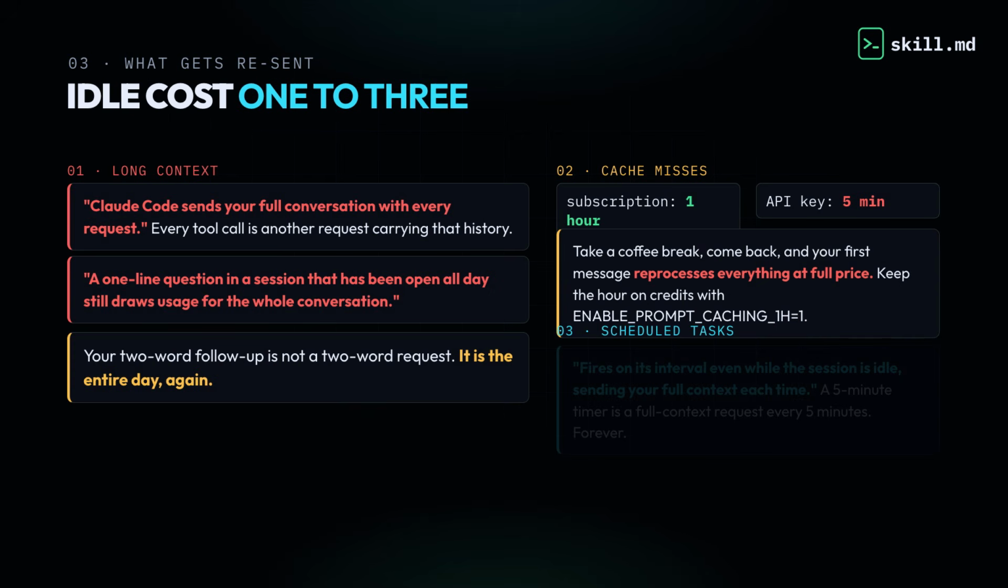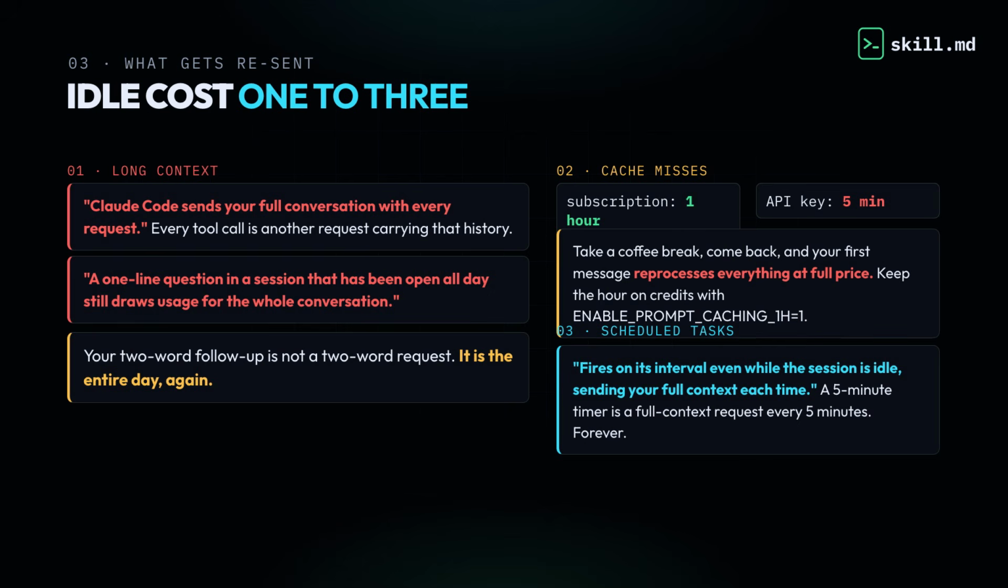3. Scheduled tasks. A scheduled task fires on its interval even while the session is idle, sending your full context each time. That one is worth sitting with. A task on a 5-minute timer in a session with a large context is a full context request every 5 minutes, forever, whether or not you're at the keyboard.